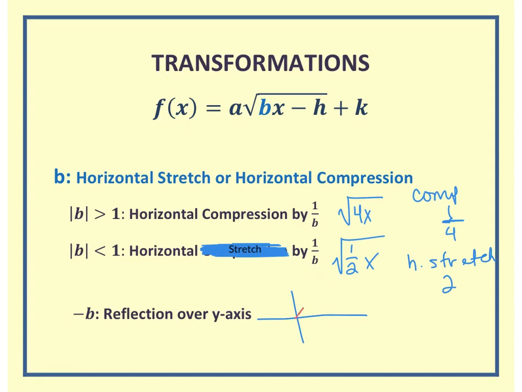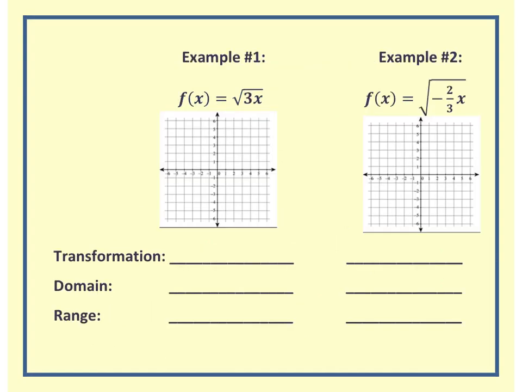So here was our parent function. If b is negative, it causes it to flip this direction. It's a mirror image over the y-axis. We're just going to do a couple questions with b. Again, we don't see b as much as we see a, so I'm going to do just 2 examples here.